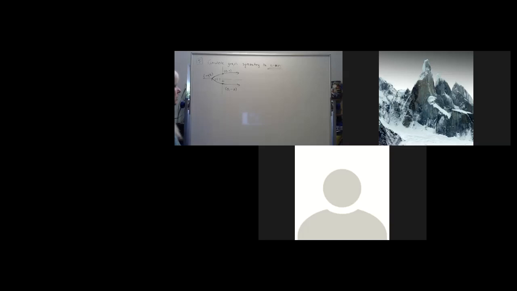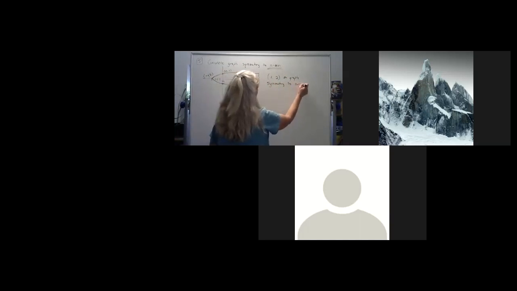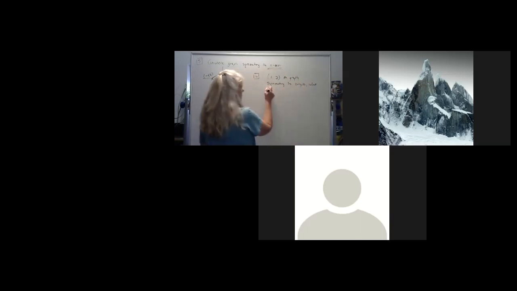Okay, and then I want to wrap it up with some conceptual type questions just to make sure that you're understanding all the words, because I threw a lot of vocabulary at you today. So given that the point (1, 2) is on the graph, and we know that it has symmetry with respect to the origin, what other point is on the graph?